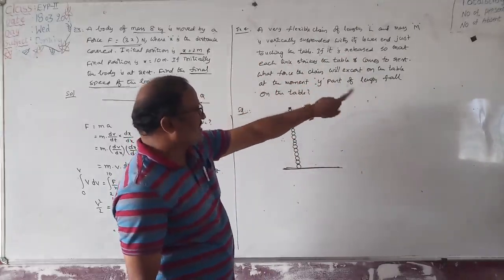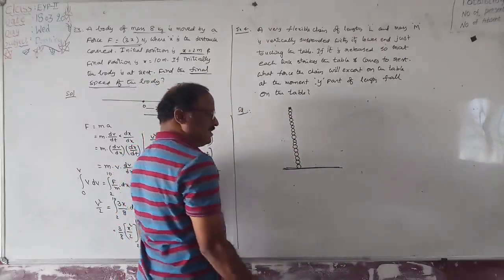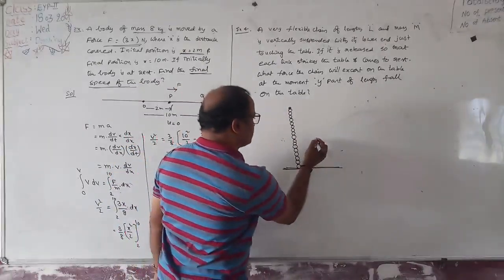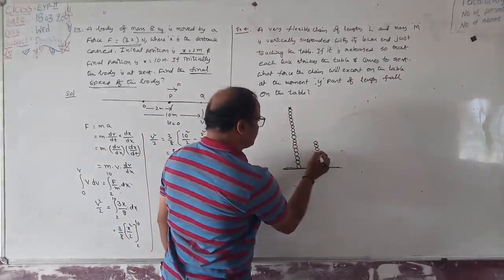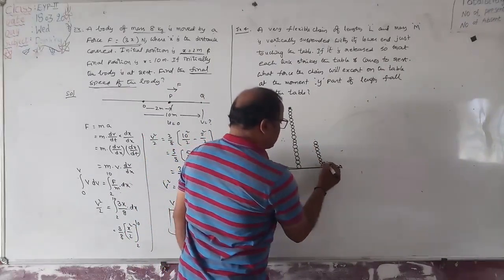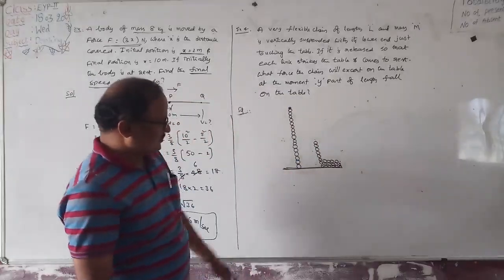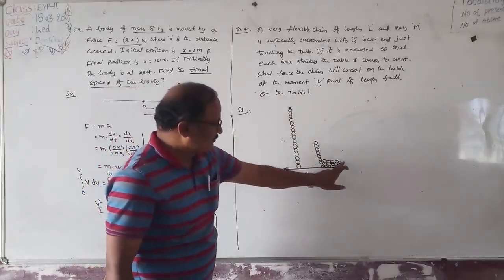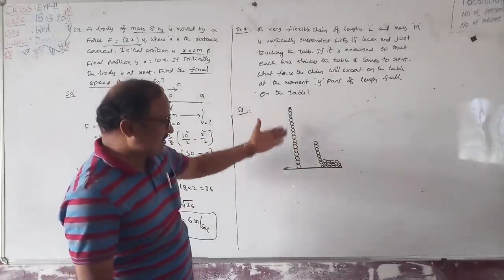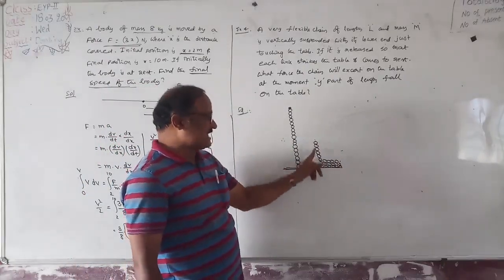What force will the chain exert on the table at the moment y part of the length of the chain falls onto the table? Y part of the chain falling onto the table means there is some length which is lying in vertical position. Suppose here, this is the remaining one. And y part of the length of the chain falls on the table like this. And what is the length of the chain remaining in vertical position? L minus y, because total length is L. Length of the chain fallen onto the table is y. Remaining length is equivalent to L minus y.